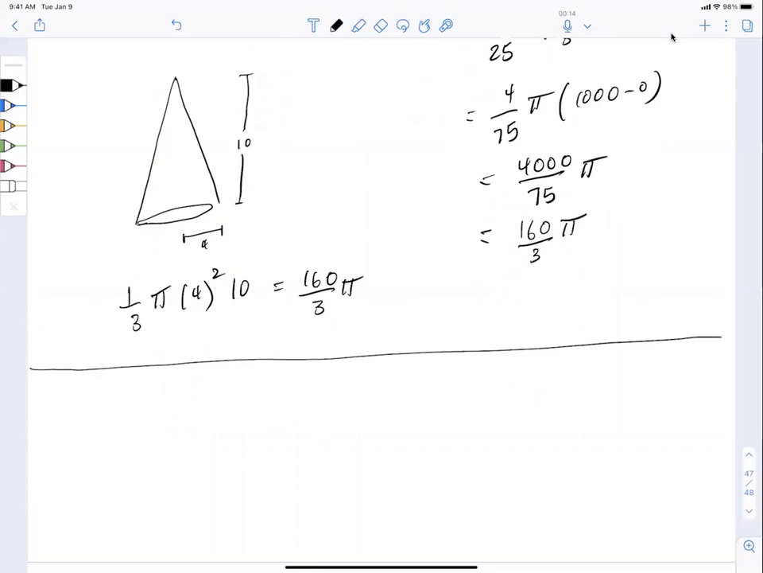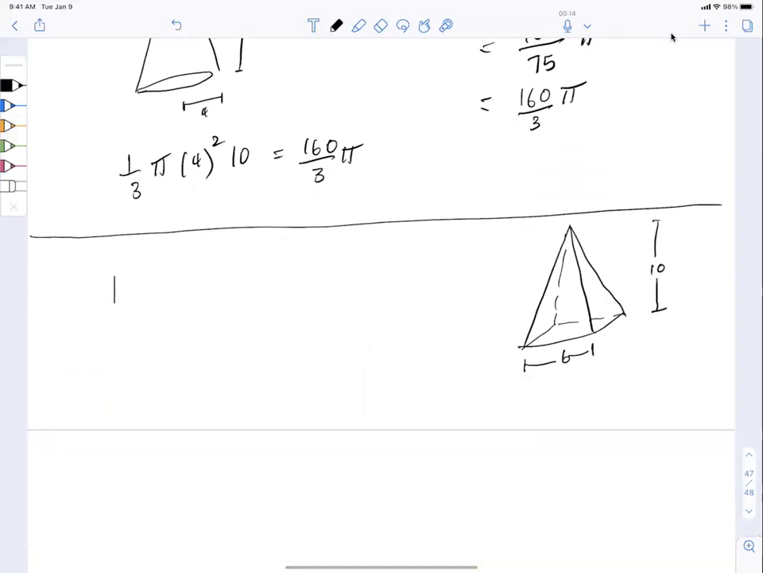Now I picked a simple, nice, regular shaped solid to calculate the volume of. Now, what about a pyramid? I have a pyramid with a square base. And once again, the height is, say, let's go with 10 again. And one side is, say, 6. And we'll calculate the volume of this shape.